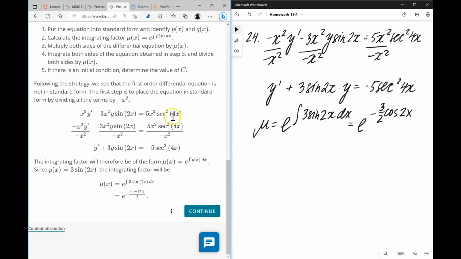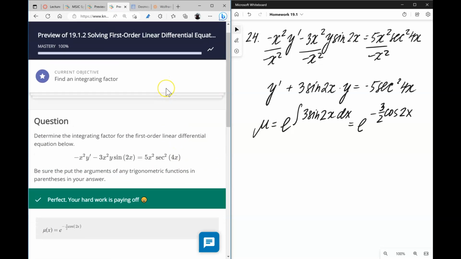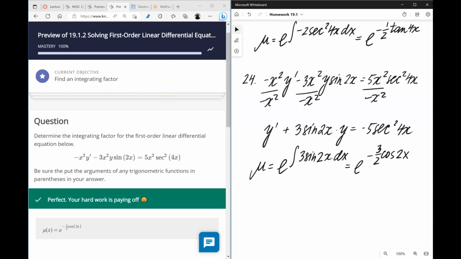And just like that, we completed this homework. So hopefully now you know how to solve first order linear differential equations using the integrating factor technique. If you have any questions, please reach out.